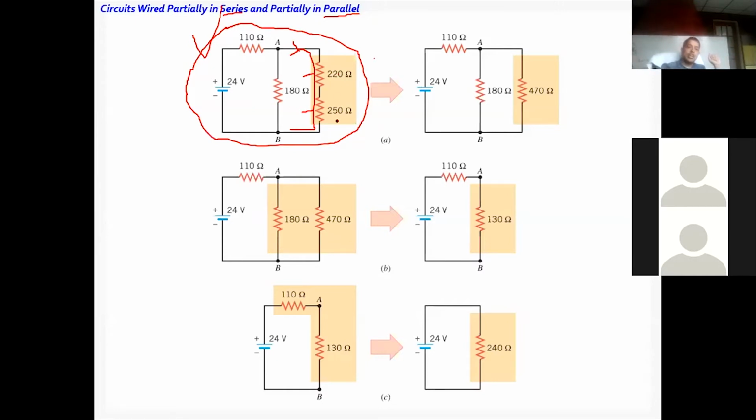Now we know these two guys are connected in series. That's why, how do you add them together if they're connected in series? So Rs equals R1 plus R2. That's how you add them if they are connected in series. That's the formula, right? So what is R1? R1 is 220. What is R2? 250. If you add them together, what do you get? 470. Now you know this guy is 470.